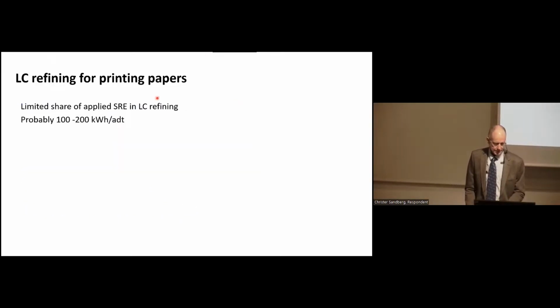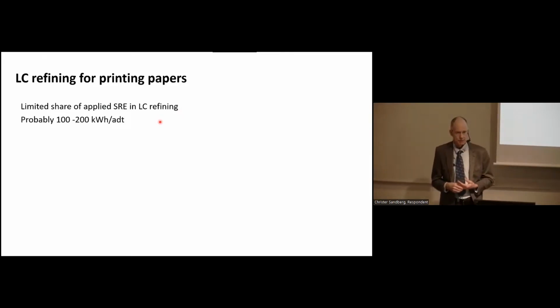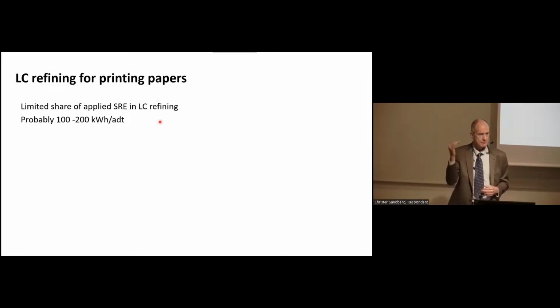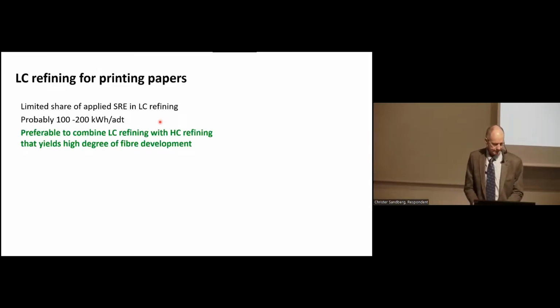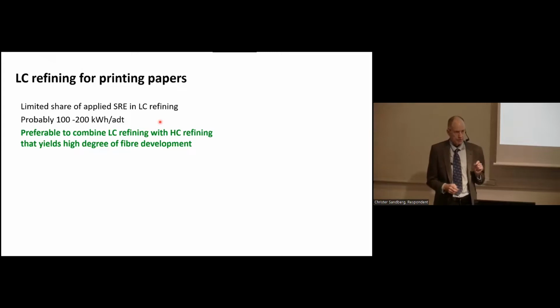which limits the share of applied specific refining energy that you can have for printing papers. And my opinion is that maybe somewhere 100 to 200 kilowatt hours per ton in LC is the upper limit. If you start to put in more energy, you lose too much light scattering. And also, again, it's preferable to combine LC refining with high intensity refining. That gives a good fiber development before LC.